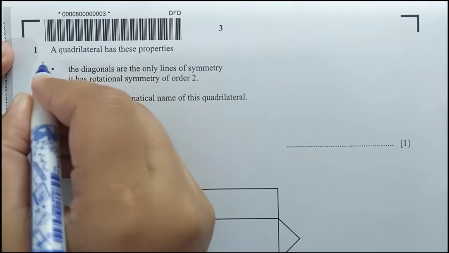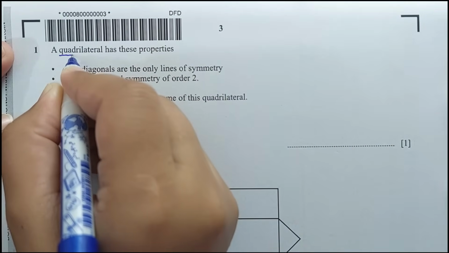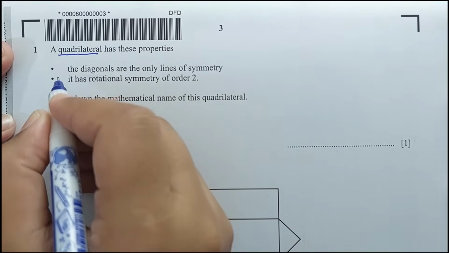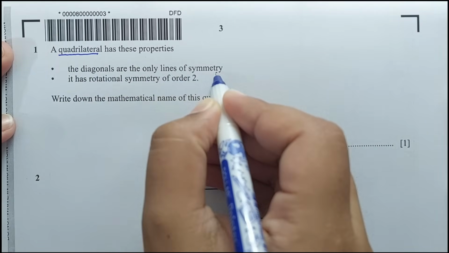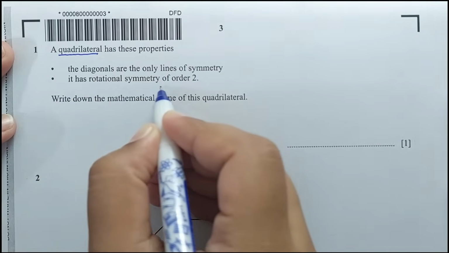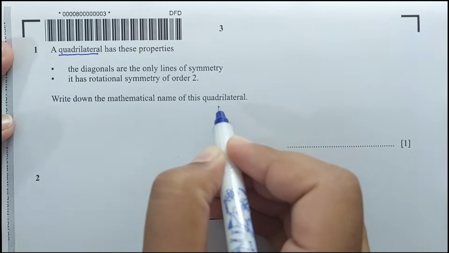Question number 1, a quadrilateral has these properties. A quadrilateral is basically a shape having four sides, right? So let's read the properties of the quadrilateral. The diagonals are the only lines of symmetry, and it has a rotational symmetry of order 2. Write down the mathematical name of this quadrilateral.